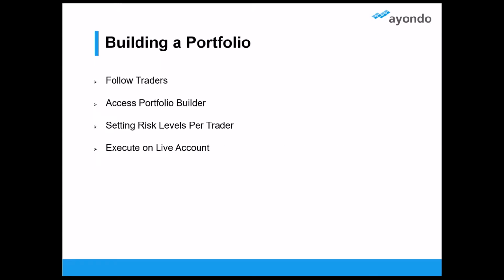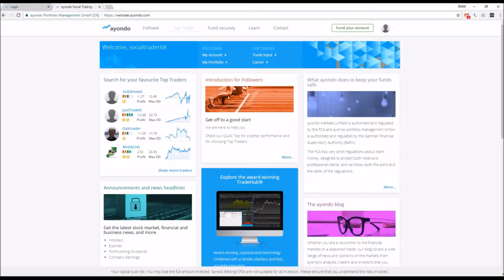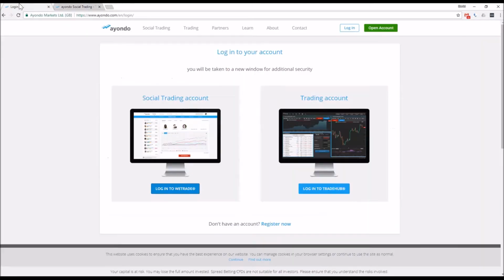So let's get going. So first of all, let's jump onto the platform. So when you have an account with Ayondo and you first log in, you get presented with this screen. So Trade Hub, which we'll look at towards the end of the webinar, is Ayondo's trading platform. So if you've ever traded before for yourself, it's something you'll be familiar with, where you can buy, sell, put stop losses in, look at your open positions, all that sort of stuff. But this evening, we're looking at this, WeTrade. So we're going to log into WeTrade.